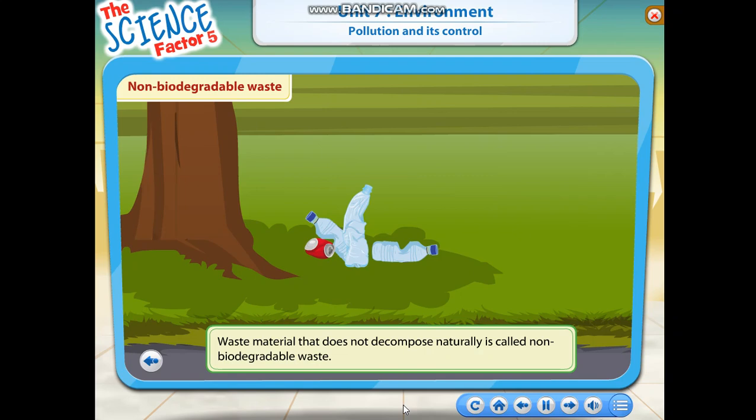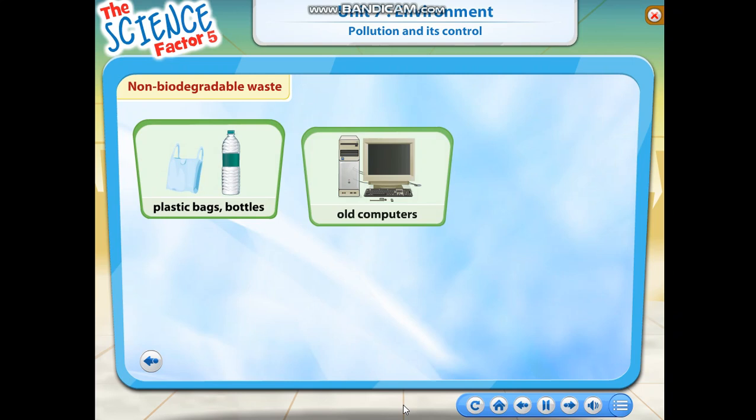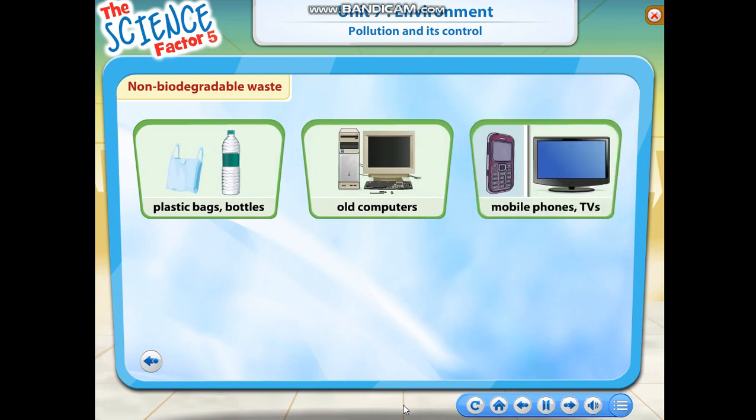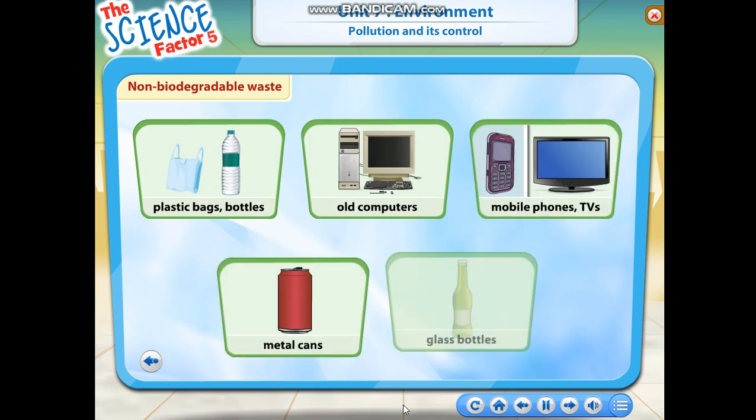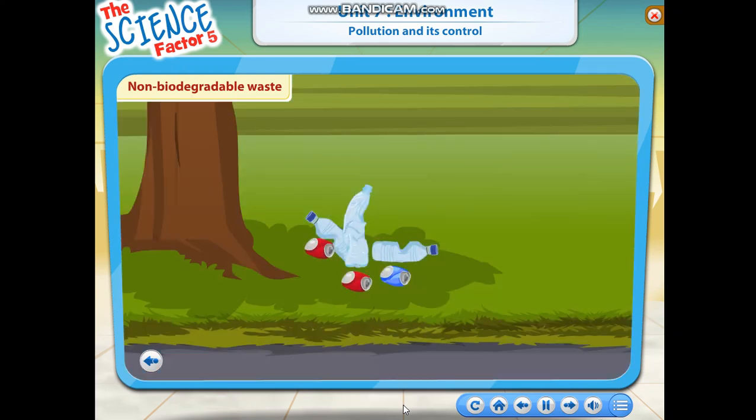Waste material that doesn't decompose naturally is called non-biodegradable waste. Some examples of non-biodegradable waste are plastic bags and bottles, old computers, mobile phones, TV sets, metal cans, and glass bottles. These waste products, if buried in the ground, will take hundreds of years to break down. They can release harmful chemicals in the soil and contaminate it.